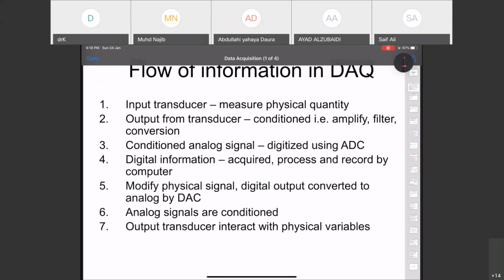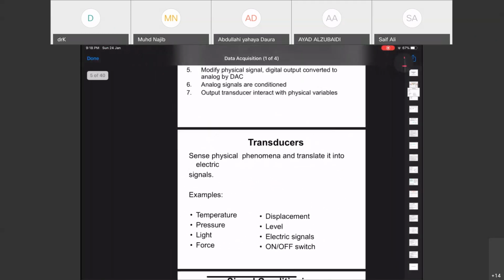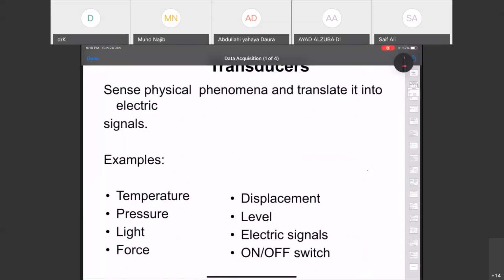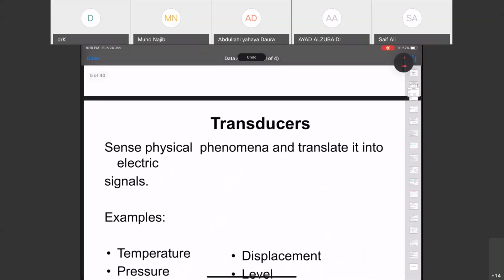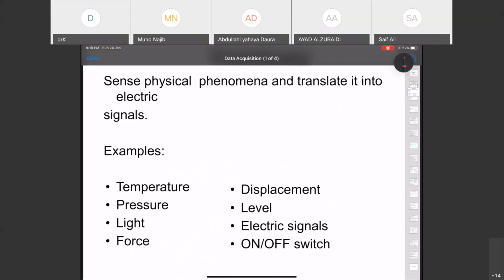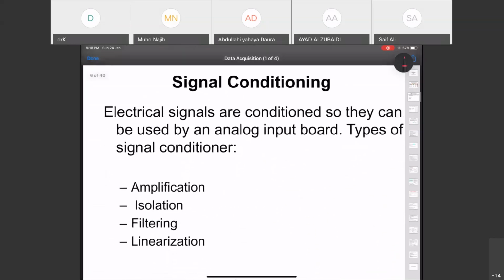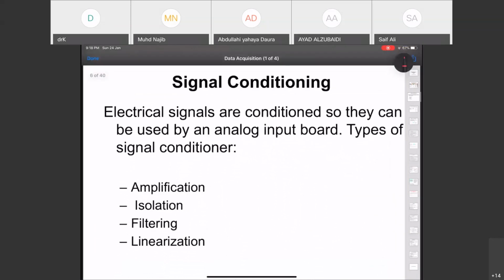So I don't have to go through this. I think we have gone through this several times. The transducers, the sensor part: we have temperature, pressure, light, and many others. You don't have to go through this. The signal conditioner you may also have seen from our presentation. You will find amplification.